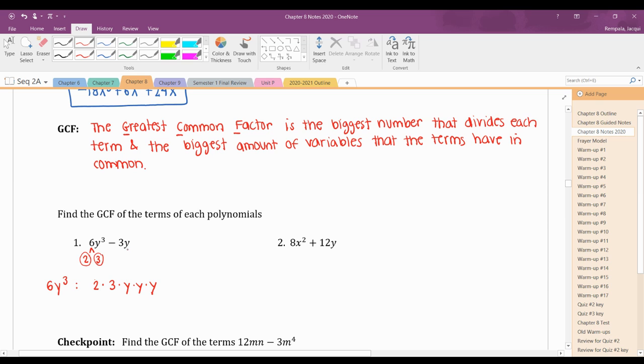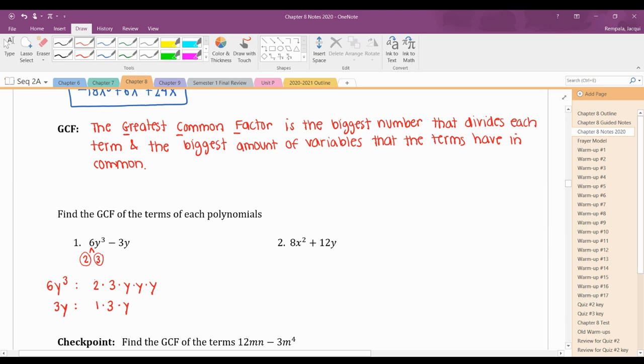All right, if I look at the next term, you can ignore the subtraction sign. I want to focus on the 3. I can't break that down any further. The fact is 3 is just 1 times 3. So if you want, you can put the 1, but it's 3. And then I see 1y.